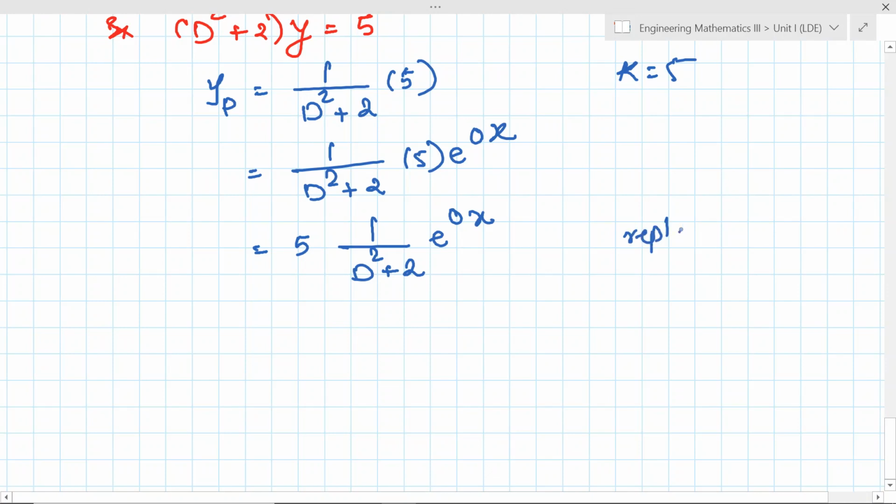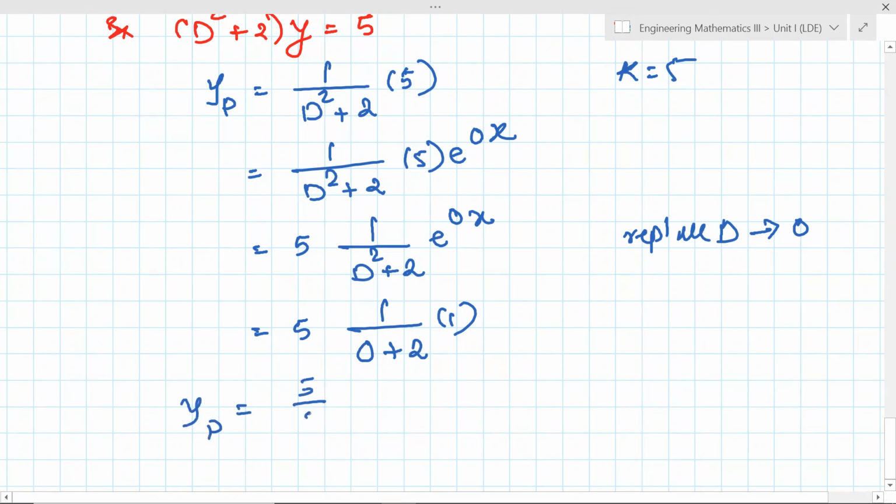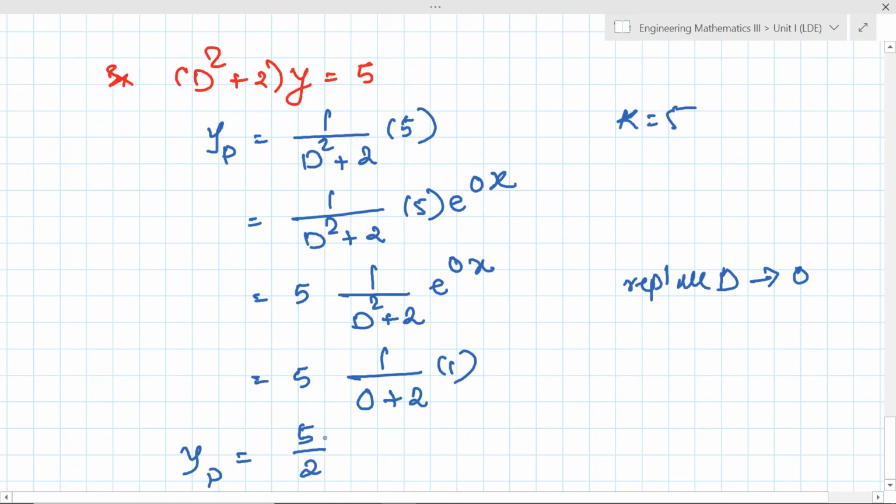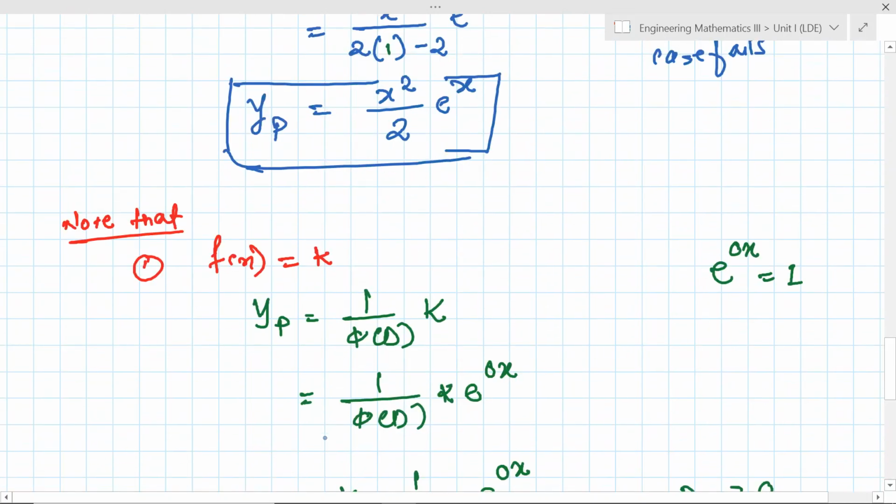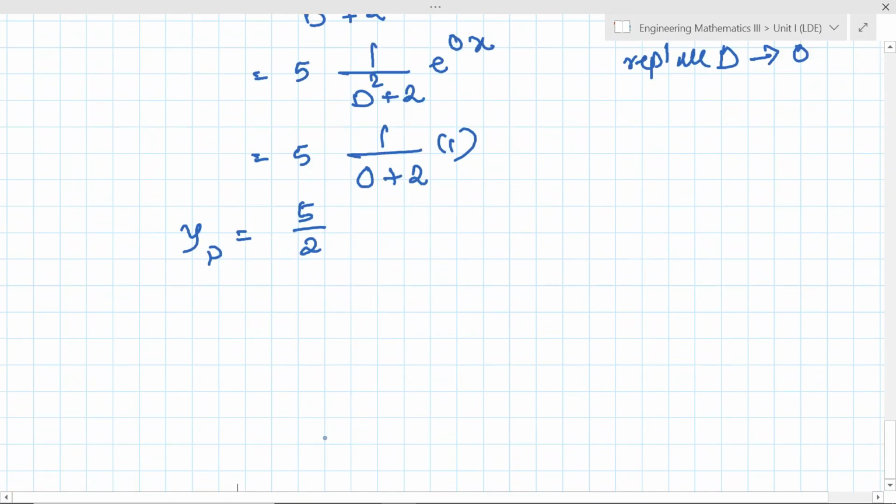Now replace d by 0. What do I get here? This is equal to 5 into 1 upon 0 plus 2, where 0 square is 0, and e raised to 0 is 1 also. And my answer, what is my yp in this case? It is 5 by 2. Isn't it? So there is no x in this case, no e raised to anything, no variable. That's it. This is a very simple part. These types of questions may come in online tests. It is very important, that's why I have explained this method here.